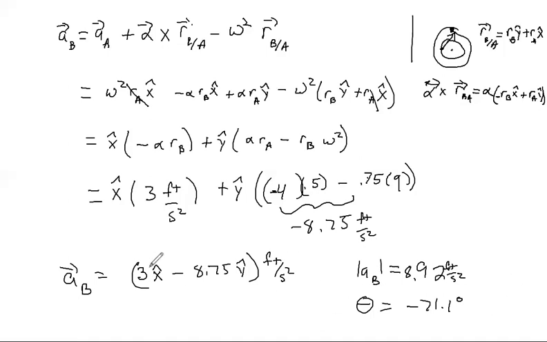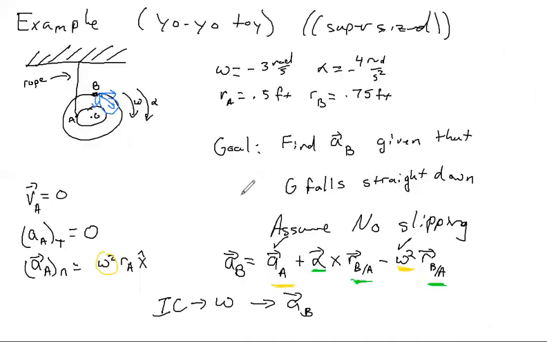Right, so let's reflect on it. We see that there is a positive component in the x direction, and then a negative component in the y direction. If you go back to our diagram, I promised that there would be a positive x component and a negative y component to find the total acceleration. All right, so that is a yo-yo type problem.